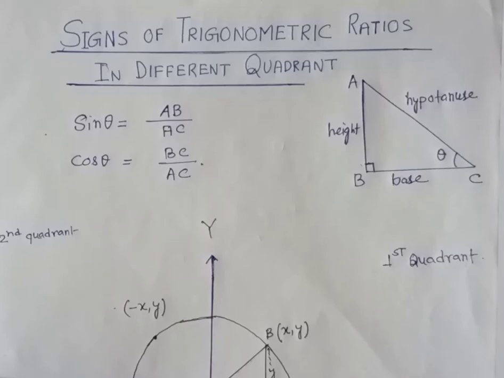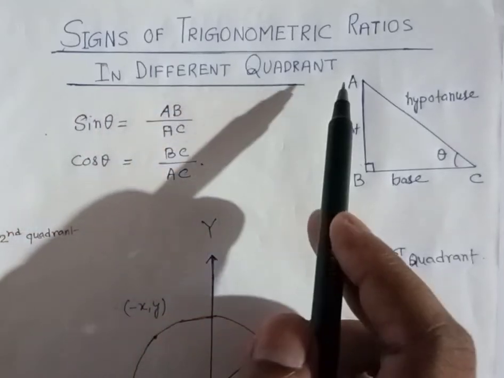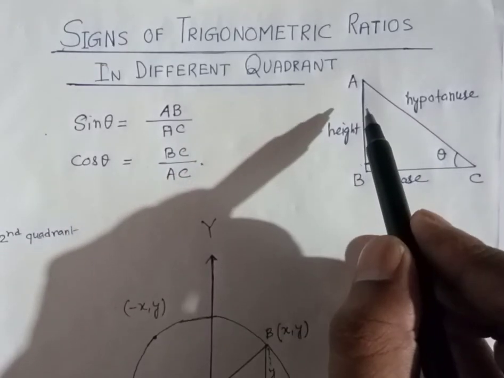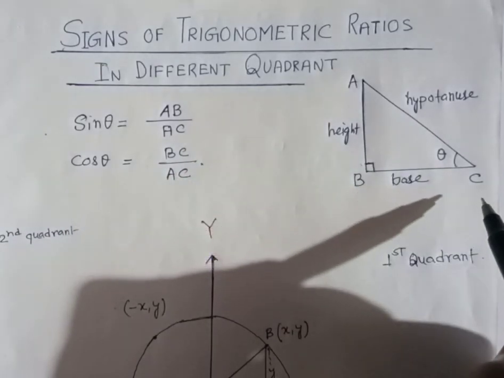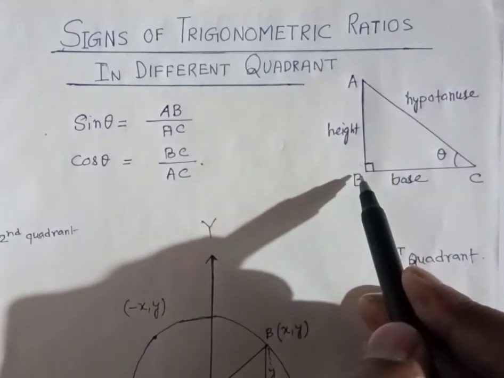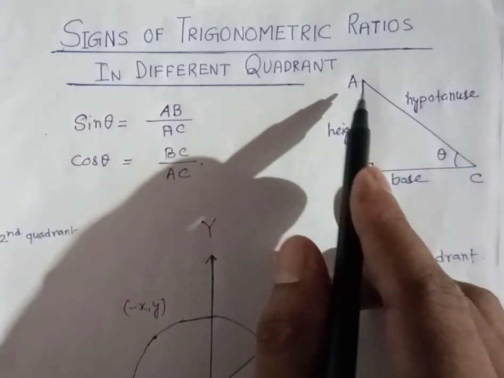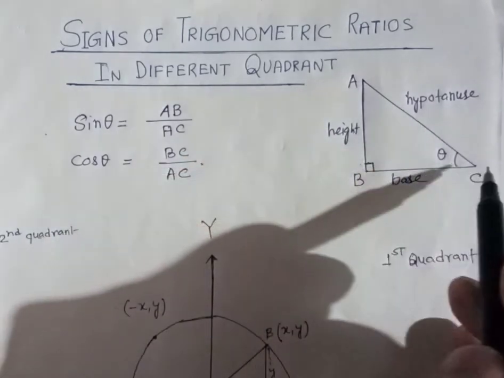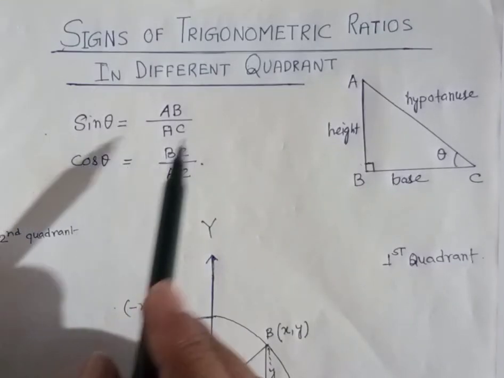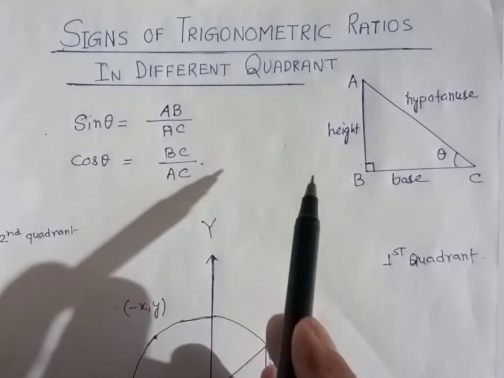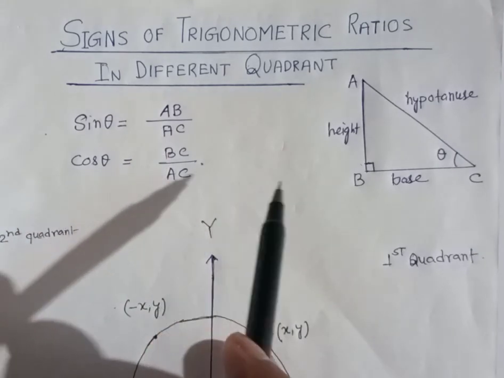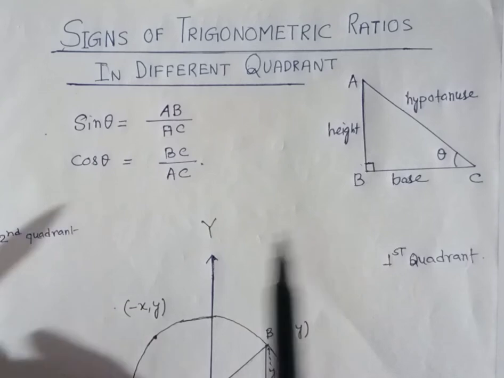So we will discuss the sign of trigonometric ratios in different quadrants. Now you all know that if ABC is a right angle triangle with a right angle at B, AB is the height, BC is the base, AC is the hypotenuse, and angle ACB is equal to theta. Then sin theta is equal to AB by AC, that is height by the hypotenuse, and cos theta is equal to BC by AC, that is base by hypotenuse.